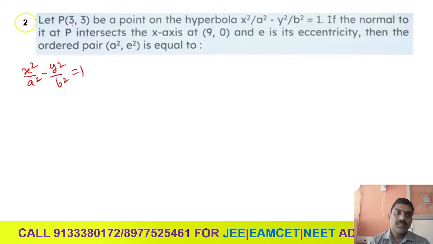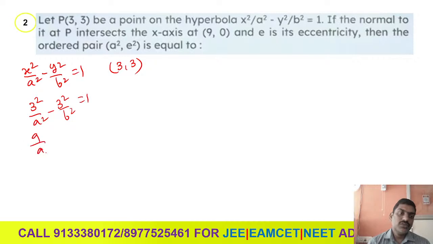So let P(3, 3) be a point on the hyperbola. This (3, 3) is on the hyperbola. Then what do you get? 3 square over a square minus 3 square over b square is equal to 1. So from this, 9 over a square minus 9 over b square is equal to 1. Right, let it be. This is equation number 1.